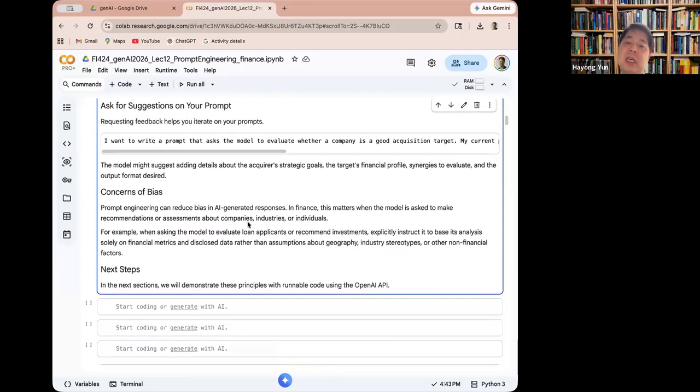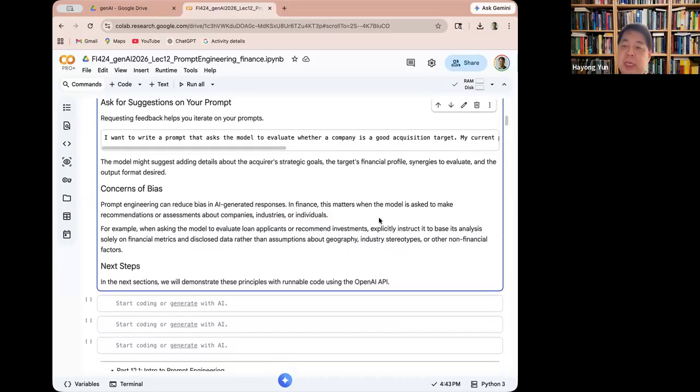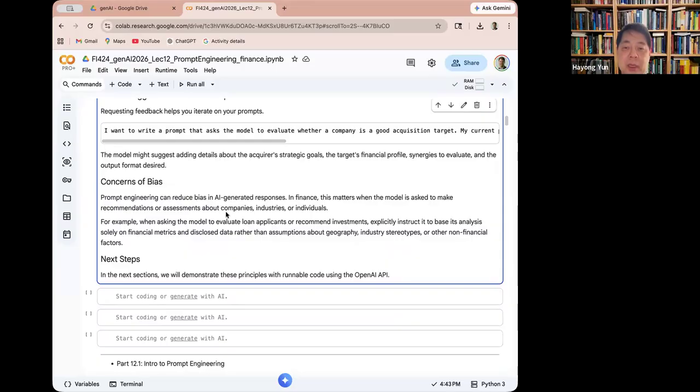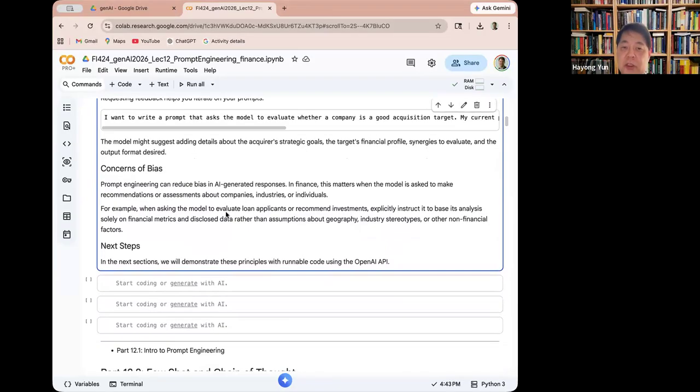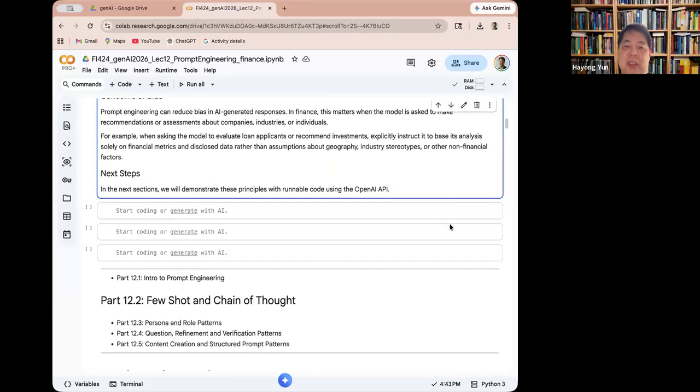Prompt engineering can also reduce bias in AI-generated responses, and finance probably cares about this in economic decision making. So when asking the model to evaluate a loan application or recommend investments, explicitly instruct it to base its analysis solely on financial metrics and disclosed data rather than assumptions about geography, industry stereotypes, and other non-financial factors.